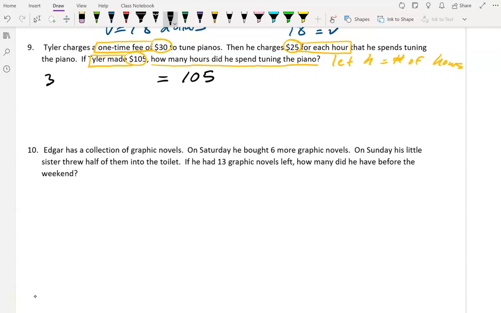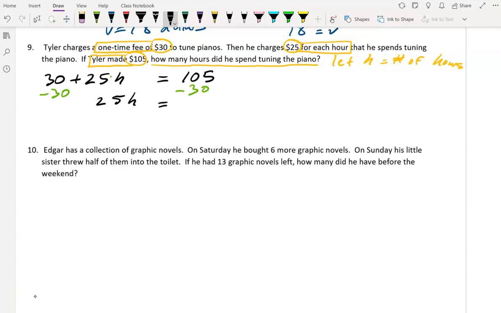He charged $30 plus $25 for each hour. So $30 plus $25 per hour equals $105. Now we can solve the equation. We need to undo any adding or subtracting, so we're going to undo the addition of 30 by subtracting 30. Remember, 25 isn't being added to H, it's being multiplied by H, so we don't undo that. We have to subtract 30 from both sides of the equation to make sure everything stays balanced.